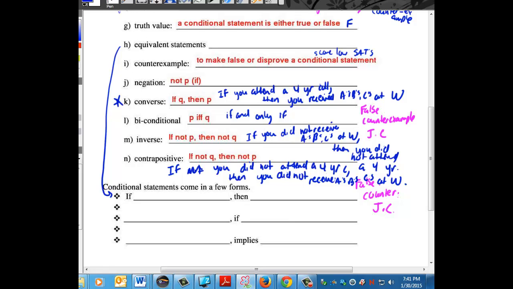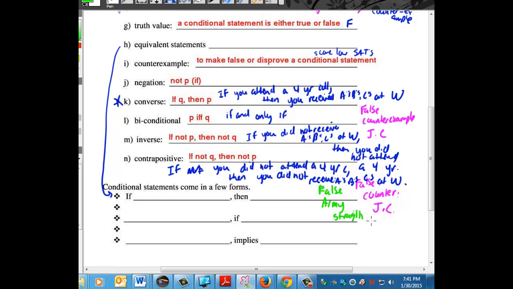Once again, we have to examine whether or not this is going to be true or false. So if you did not attend a four-year college and you did not receive A's, B's, and C's at high school, again, this is going to be false. And why? Well, let's think about it. If you did not attend a four-year college and you did not receive A's, B's, and C's at Westview, not necessarily. Let's say that you joined the Army from high school, but you were a straight A student, all right?